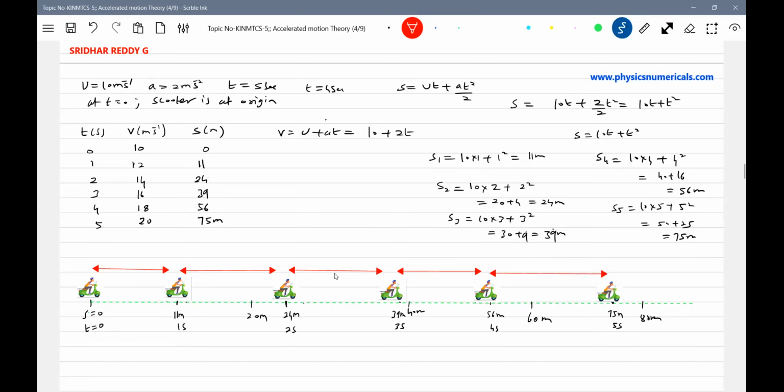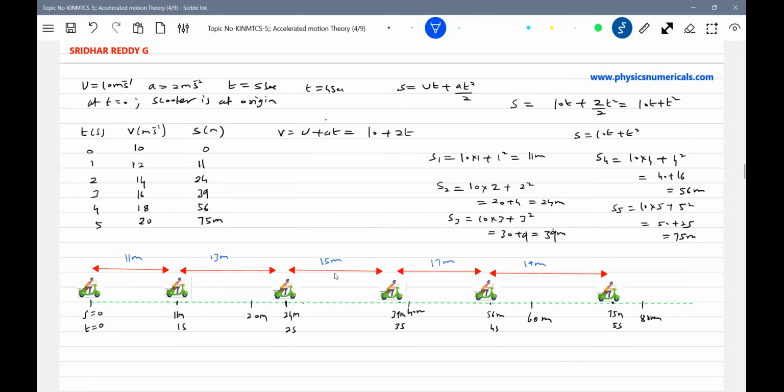So first it will cover how much? 11 meters in 1 second. Next second, it will cover 13 meters, 24 minus 11, you see. 39 minus 24 will be 15 meters. 56 minus 39 will be 17 meters. Next, 75 minus 56 will be 19 meters.